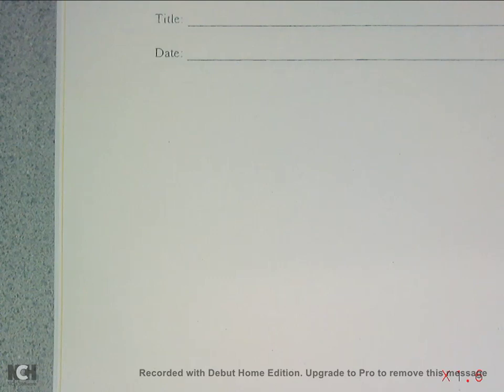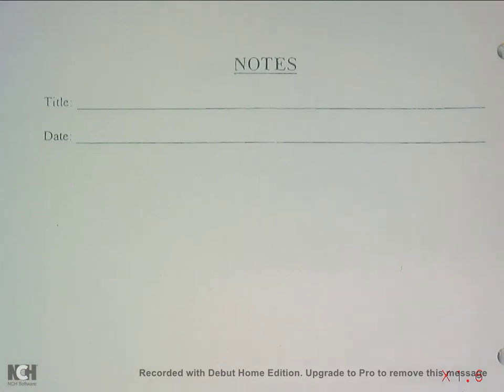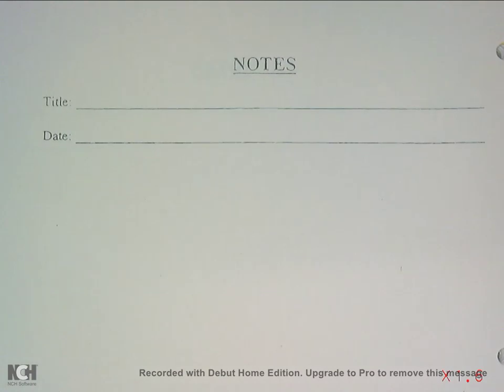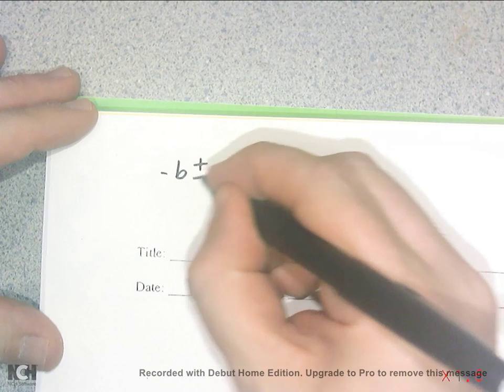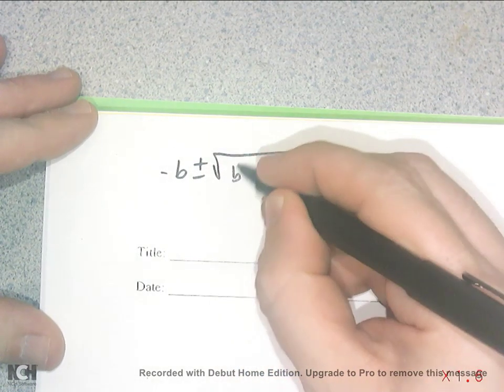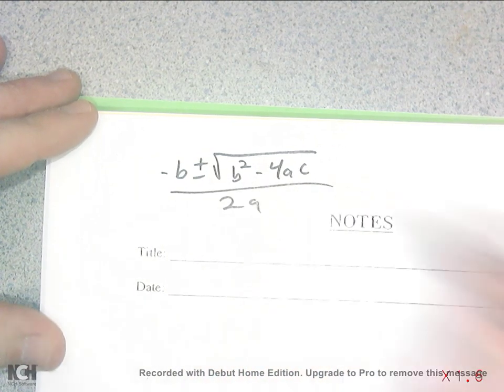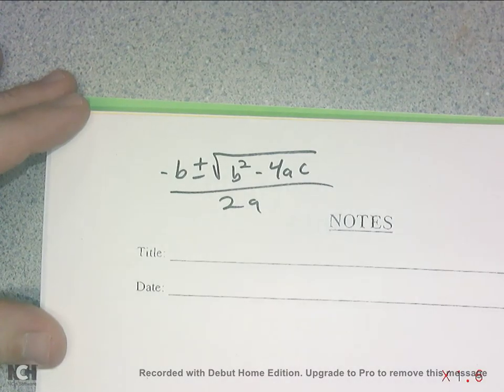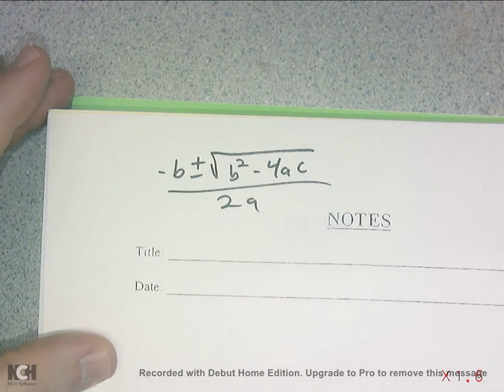All right, so today we're going to be talking about quadratic inequalities. So when I talk about quadratic inequalities, first of all, let's review a couple things about quadratics. First of all, the quadratic formula is negative b plus or minus the square root of b squared minus 4ac all over 2a. Okay? That's the first thing we need to talk about. Then let's talk about some things with inequalities.